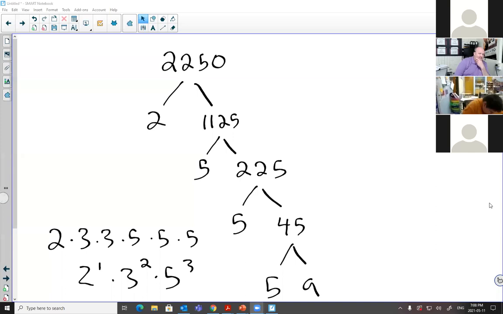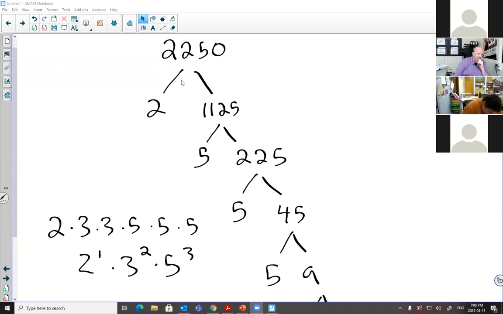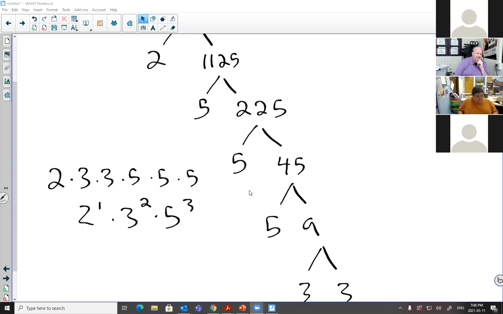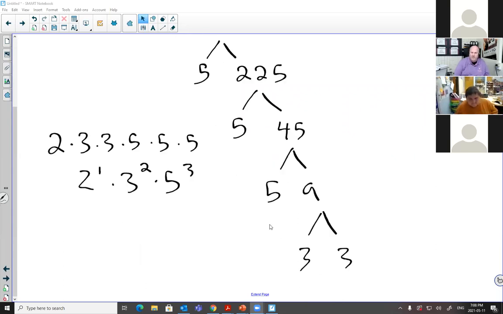So when we did the 2250, I don't know if you were here for this, we prime factored, and that's what this little tree is. 2 and 1, 1, 2, 5. We just kept working our way down until we had all prime numbers. Okay, you were there for that.